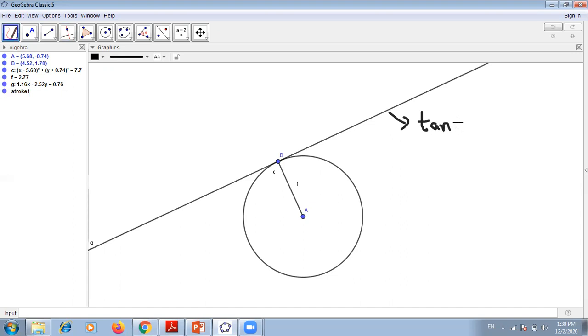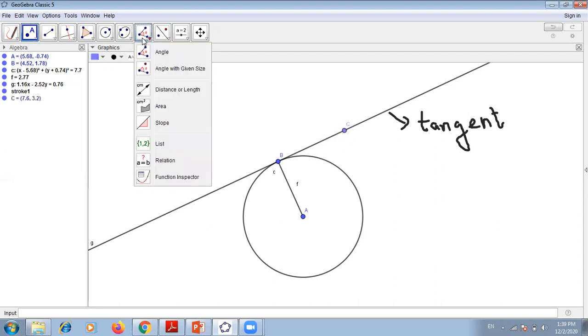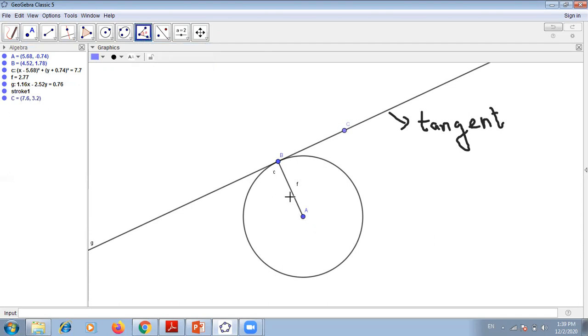So any line which is perpendicular to a radial segment is a tangent line. We can prove this by measuring an angle. Let's suppose I mark a point here as C. Now, if you measure angle ABC, you can see it equals 90 degrees. So, whenever a radial segment is perpendicular to any line, then that line is tangent to the circle, meaning that line only touches the circle on one single point. That is our first theorem.